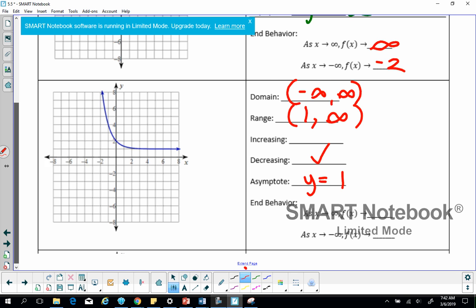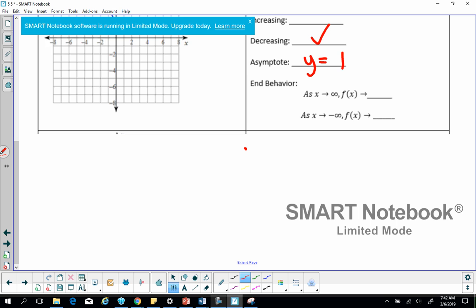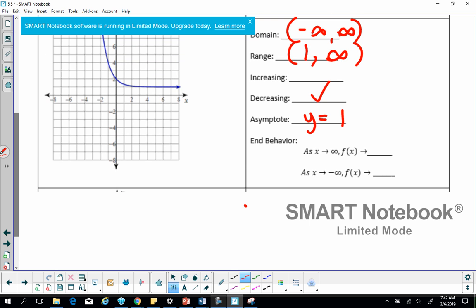Tyreek, as x approaches infinity, what happens with my y's here? Yes, it gets closer and closer to 1. Perfect. And then Kimberly, what did you get for this one, as x is approaching negative infinity? Yeah, positive infinity. Perfect. Does anyone have any questions about that one? Most of you breeze right through it.